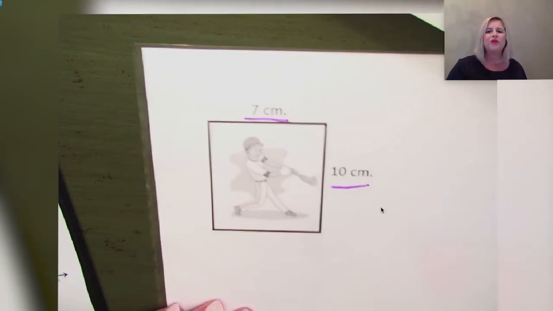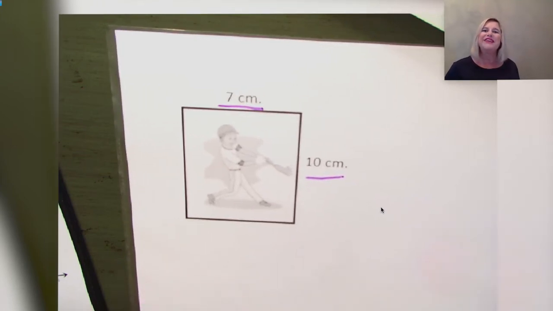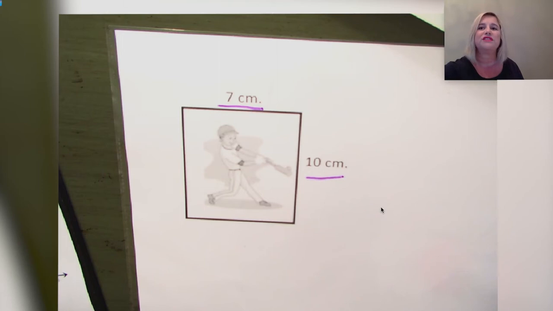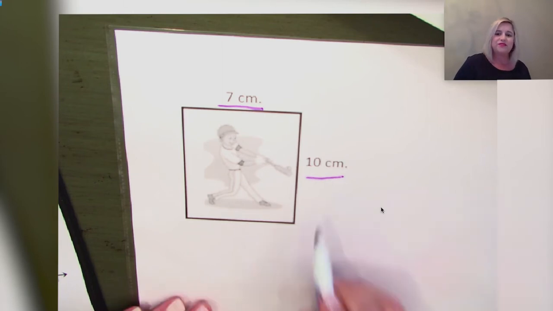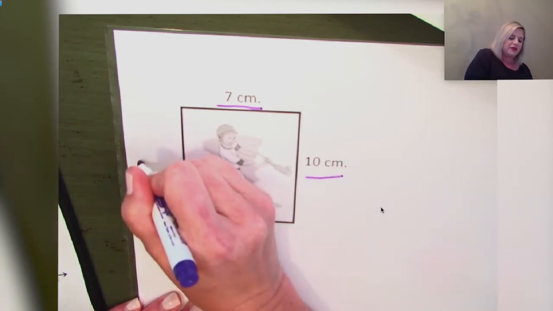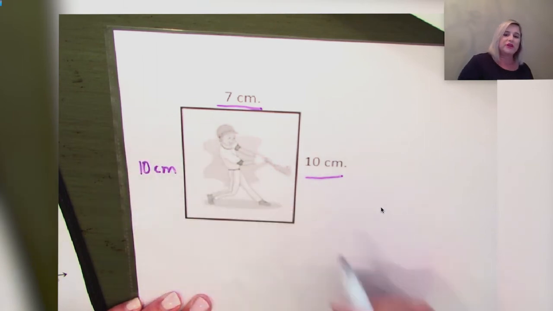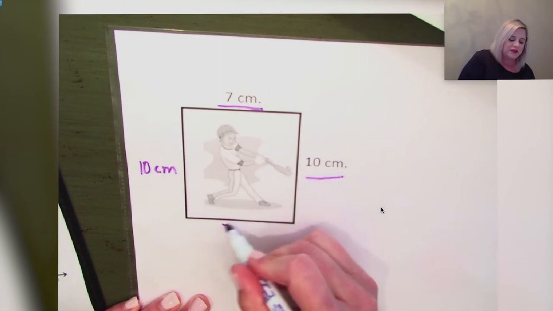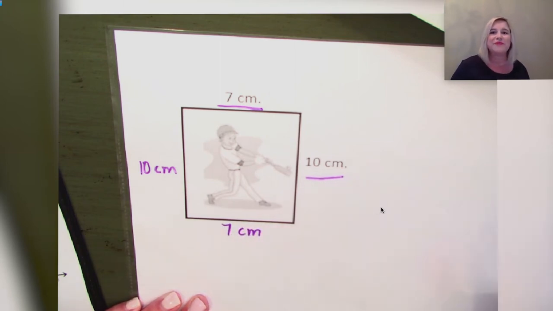Think, will I add or subtract? Good thinking. We must add to find the number of centimeters around all of the sides. Let's write and solve the equation to find the distance around the card together. Notice that our baseball card is a rectangle. Remember that a rectangle has 2 pairs of sides that are the same. So if this side is 10 centimeters, so is this side. They're both 10 centimeters long. And if this one is 7 centimeters wide, we know that this one is also 7 centimeters wide.